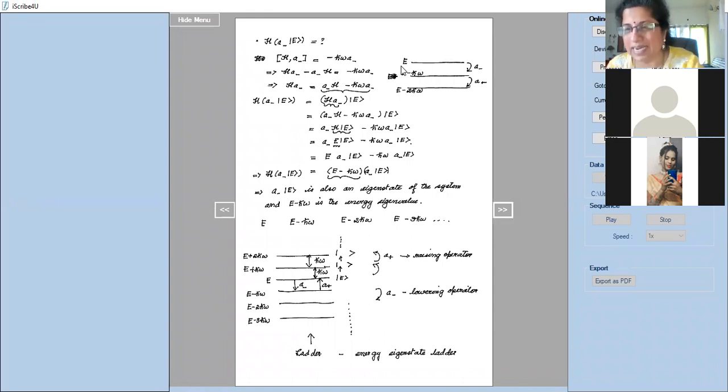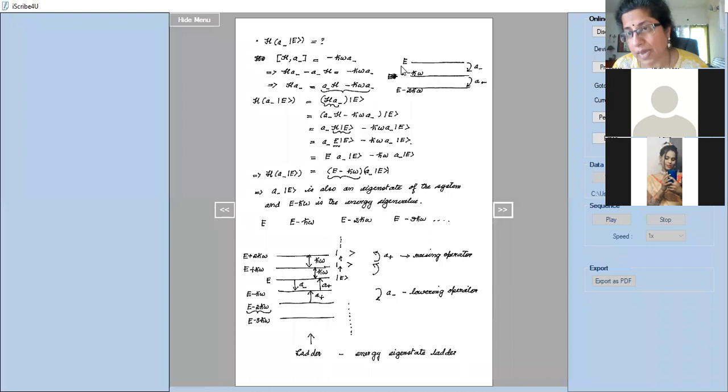What did you mean exactly? Like I asked, what if it goes from E minus 2H cross omega to E minus H cross omega? Yeah, you can go. So you are saying you're starting off at E minus 2H cross omega. You can do an A plus operation and it will go to E minus H cross omega. No problems. Either way, you can go up and down. It doesn't matter which state you're starting with.